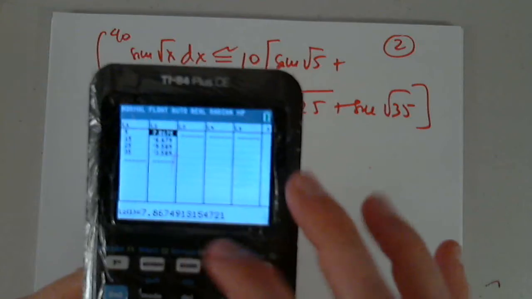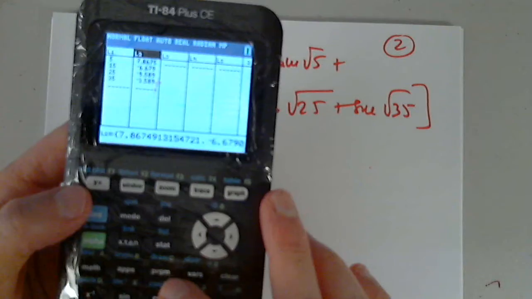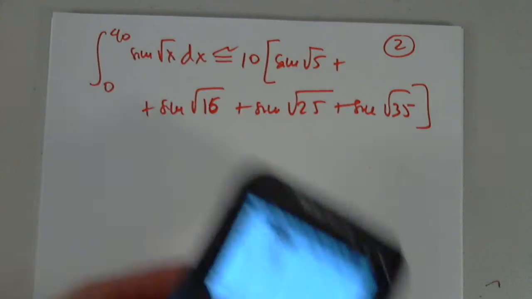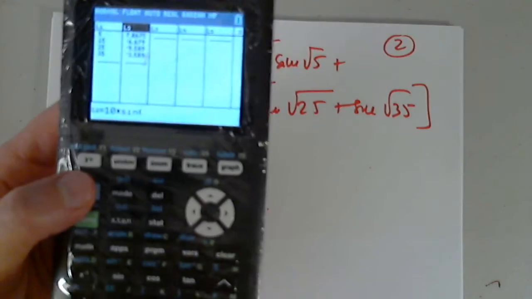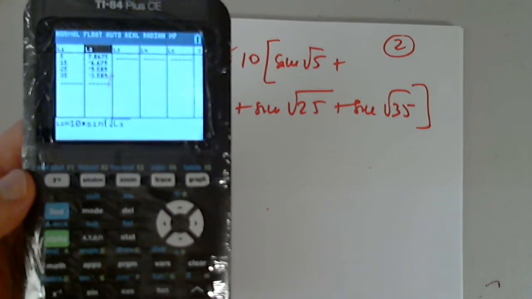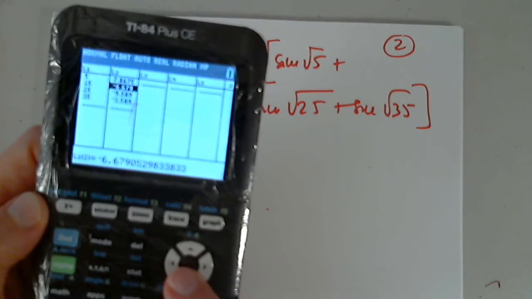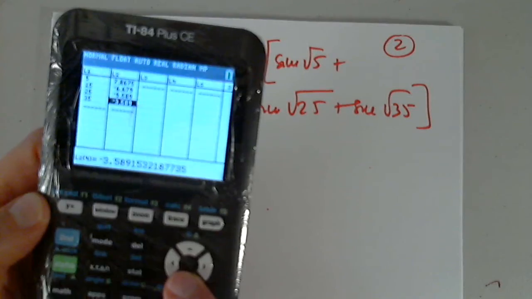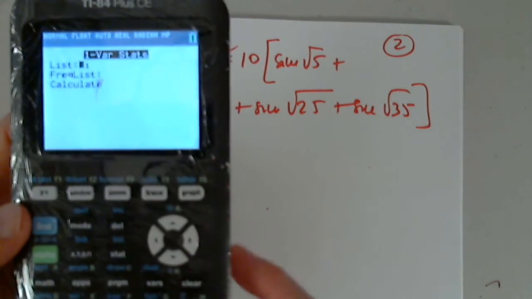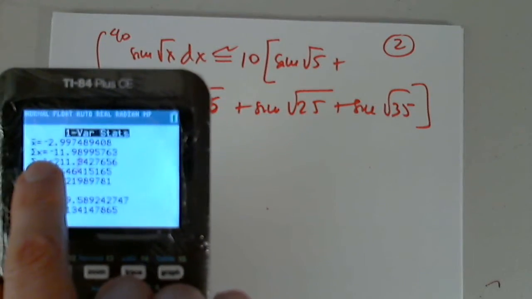Sine. So let me just make sure that I have 10 multiplied by sine. And it is the square root, right? Yes, it is a square root. Square root of list L1. Close. Okay, some of them are negative. We'll see in a moment. So now I go back to second and calc, and I do one variable stats on list L2. And I'm interested in the sum.